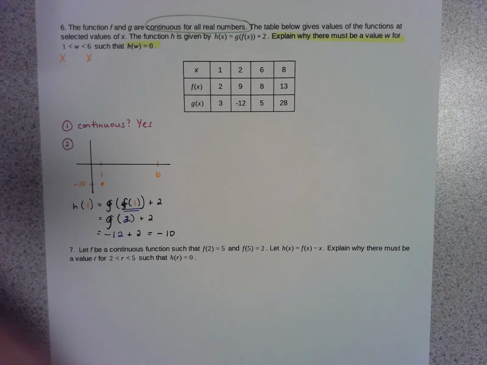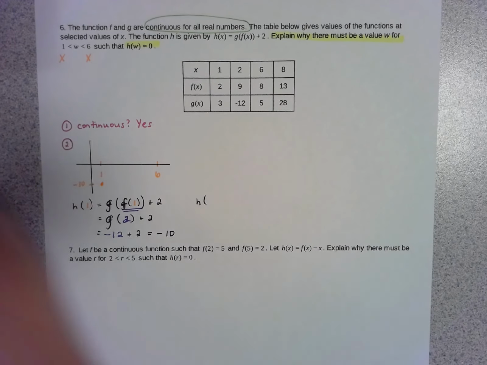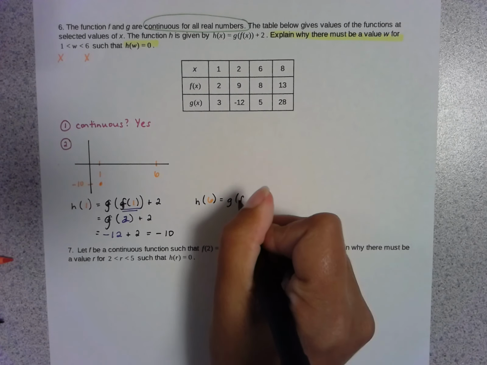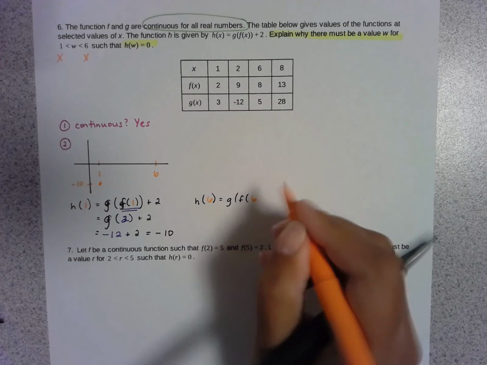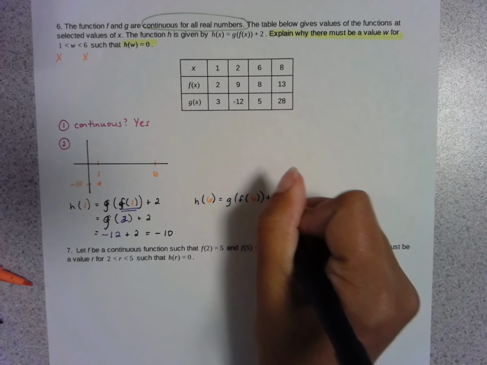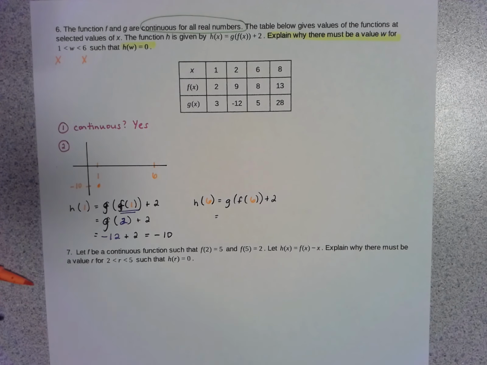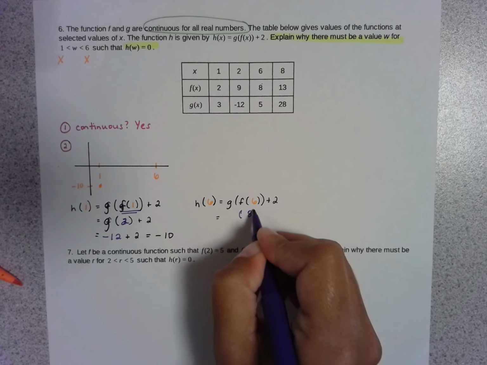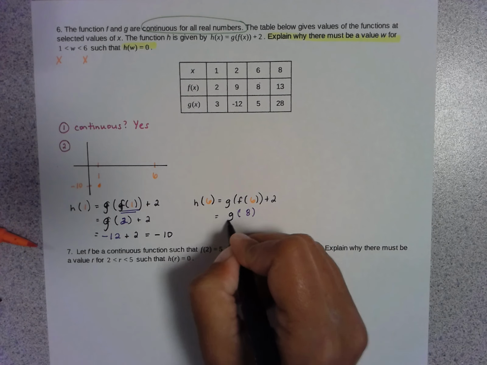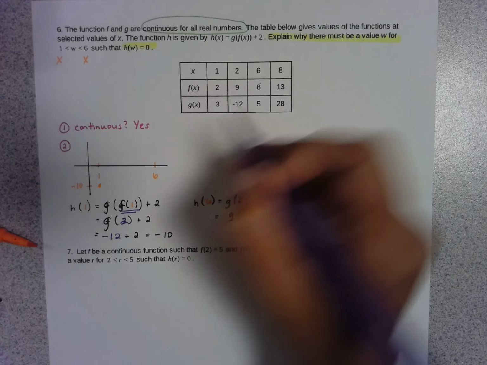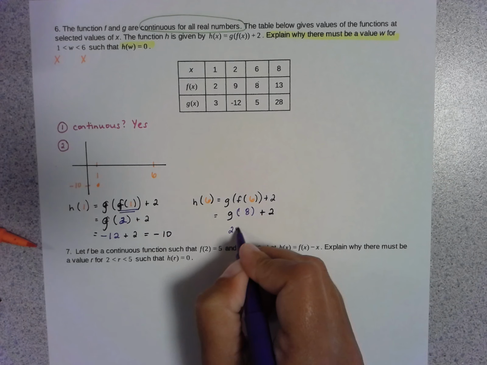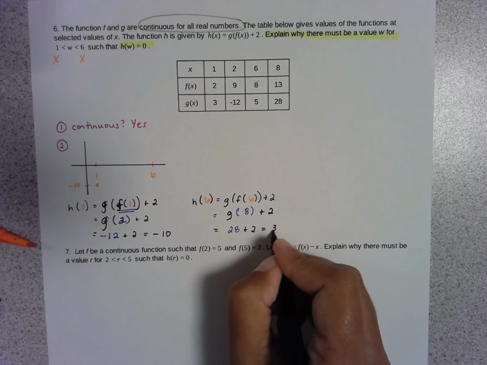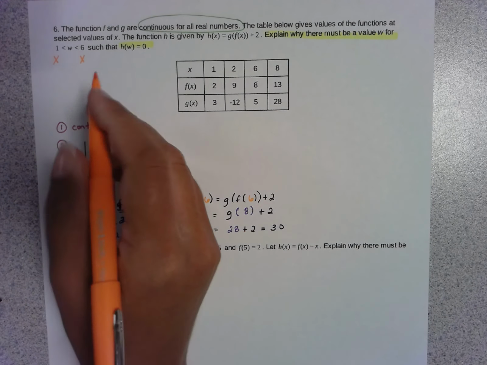And when my input value is 6, h of 6 would be g of f of 6 plus 2. f of 6, I'm going to go to my table, is 8. So I'm going to have g of 8 plus 2. g of 8, I'm going to go to my table, would be 28. So I'm going to have 28 plus 2, which is 30. And 30 would be up here on the graph.